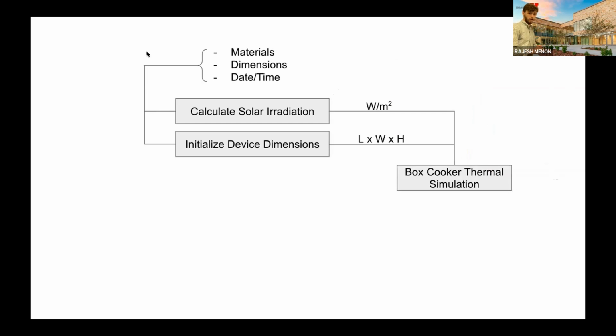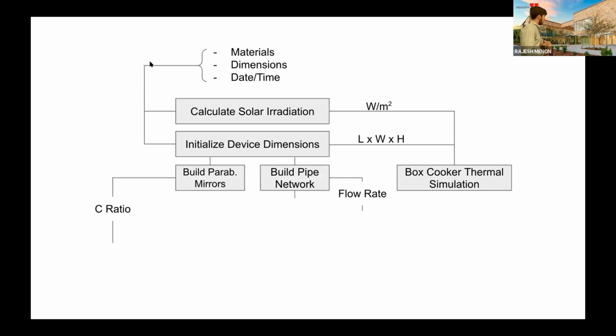If you can go to the next slide, where we can essentially take the radiation that we've calculated and our dimensions and do the simulation for our pre-treatment tank, which can be approximated as being like a box cooker. And how we do this is we look at each individual component and we construct a series of differential equations governing temperature transport between them, and then solve them via approximation methods to get the temperature of the water as a function of the time and the irradiance. Next slide. From the other device dimensions, we can build our parabolic mirrors.